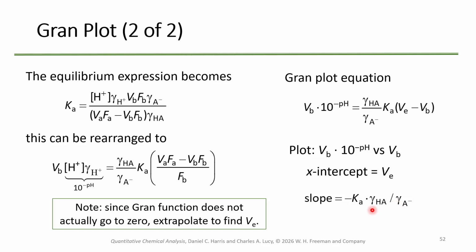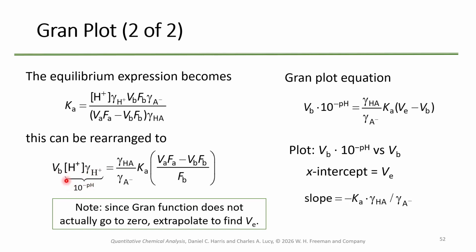Now, if we combine all of that together, we're going to get this equilibrium expression right here. And so this will be your equilibrium expression. We can actually rearrange this if you want to this form right here. Notice, what does this look like now? Okay, so we have right here the VB times the concentration of H plus. Does this look like anything else?